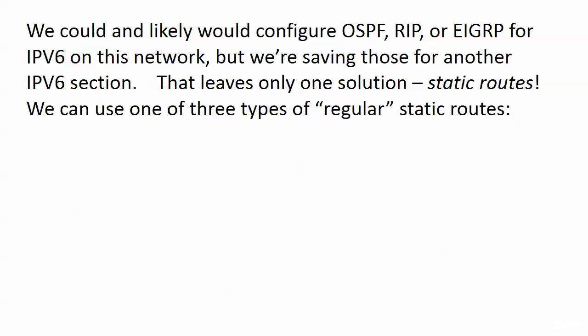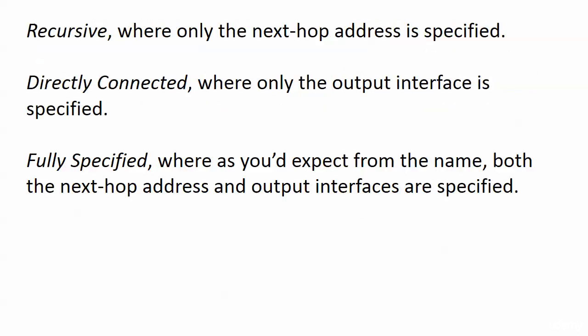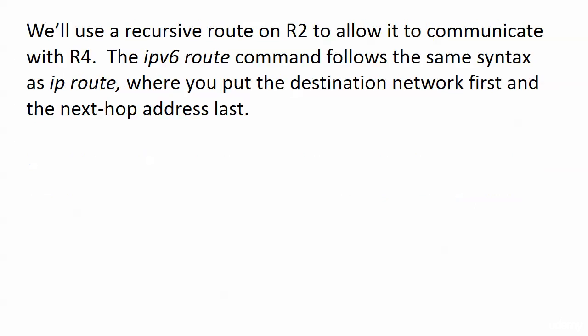And by regular, I just mean that they are not host routes, which match only one address, and they're not default routes. They're just regular static routes. And the three kinds are recursive, where only the next hop address is specified, directly connected, where only the output interface is specified, and fully specified, where, as you would expect from the name, both the next hop address and output interface are specified. So we'll put all three of these into action. We'll take a few routes off at the same time, and we'll begin with a recursive route on router 2.